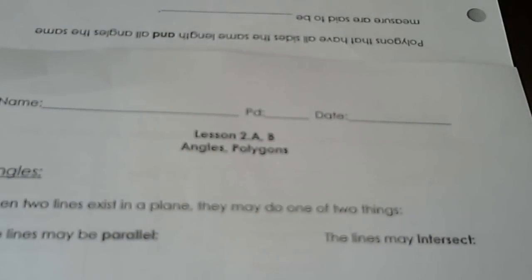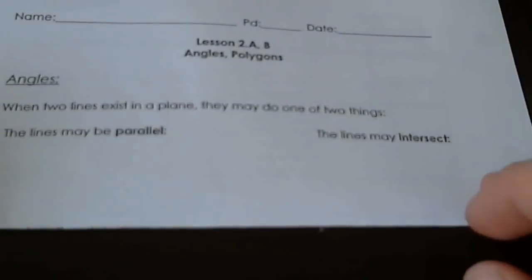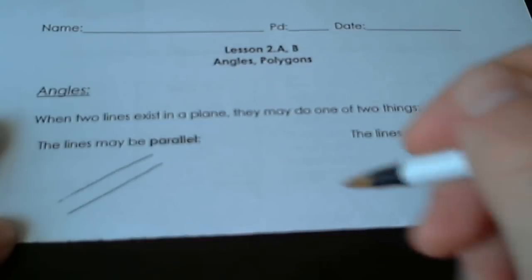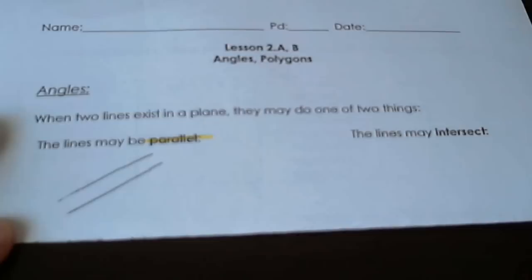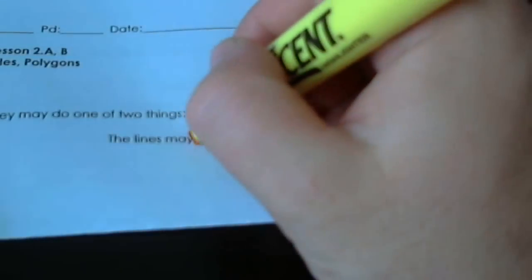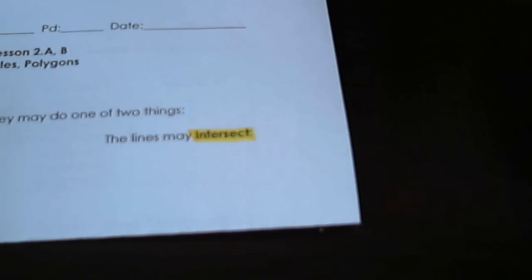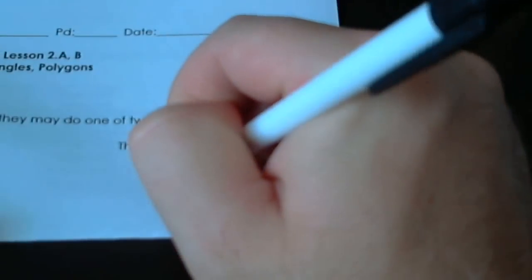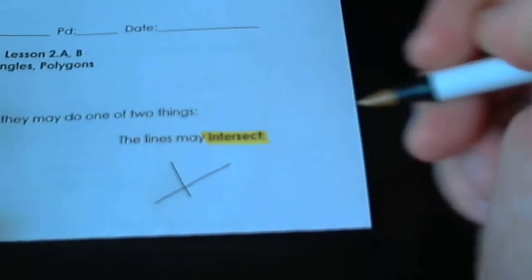Okay, let's start out with talking about lines. Whenever lines exist in space, two things could happen. The lines can go on and on and on like railroad rails and never touch. These are called parallel lines. They never touch each other. Or the lines could intersect, and that creates a series of angles.